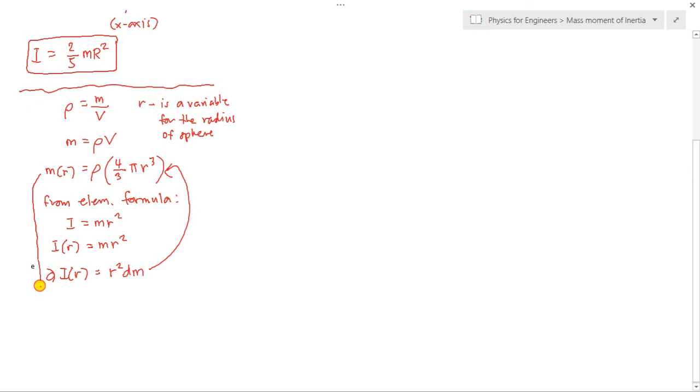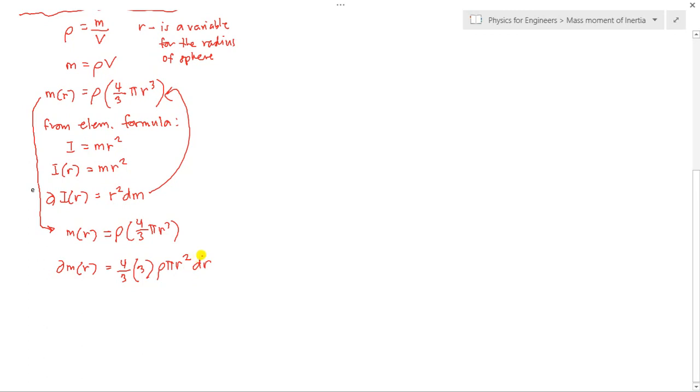So taking the derivative of this, that is m(r) equals density times 4/3 pi r cubed. Taking the derivative, the derivative of our mass is equal to 4/3 multiplied by the exponent, which will be 3, then density pi r squared, then the derivative of r, dr. Okay, then since we have it, substitute it here in dm.